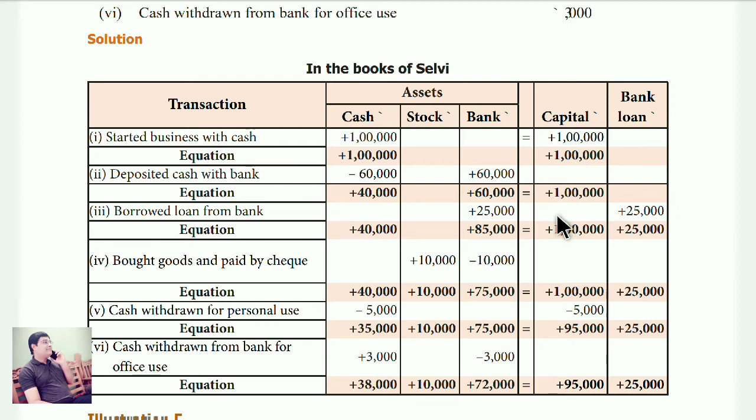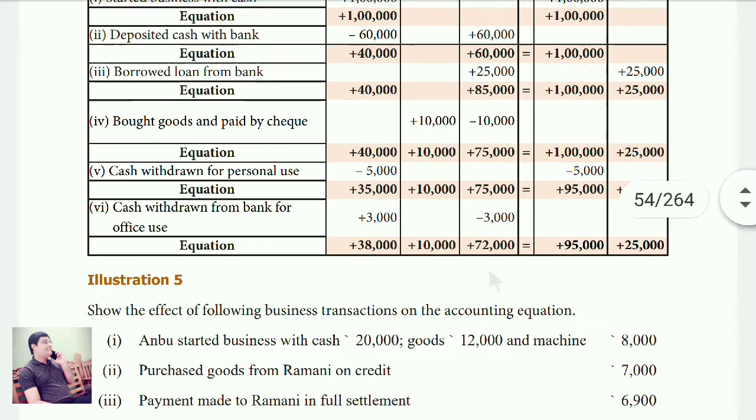Now understand how to do the sum. Whatever comes in, you add it. Whatever goes out, you less it. Simplest thing. Accounting equation. Now we'll move on to next illustration.